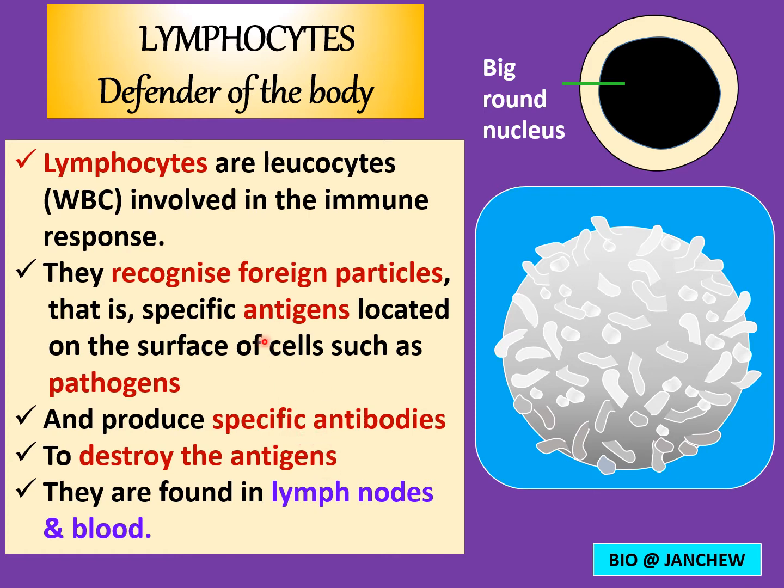So the antigens are located on the surface of the cells, such as the pathogens, right? So lymphocytes are found in the lymph nodes and blood, and if you cut through a cross-section of the cell, you will find that there's a big round nucleus in the center, and the cell is more or less round in appearance, okay, with certain projections sticking out from the cell surface.